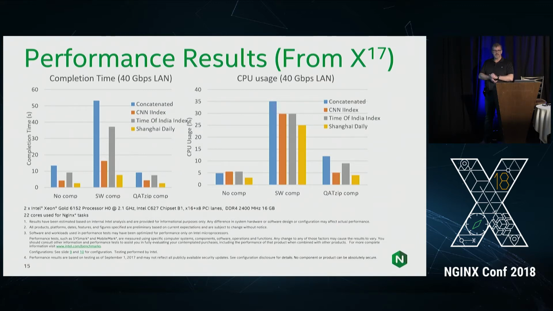Is the compression API for OpenSSL a synchronous API or is it async? So we're not using the compression API in OpenSSL. We're using a, oh, that's separate. Yeah, the QAT zip.